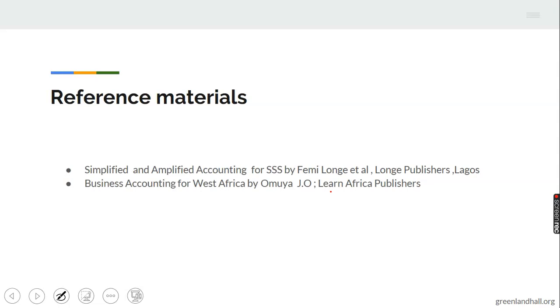The reference materials include: 1. Simplified and Amplified Accounting for Assets by Femi Longe et al., Longe Publishers, Lagos. 2. Business Accounting for West Africa by Umuya Gio, Learn Africa Publishers.